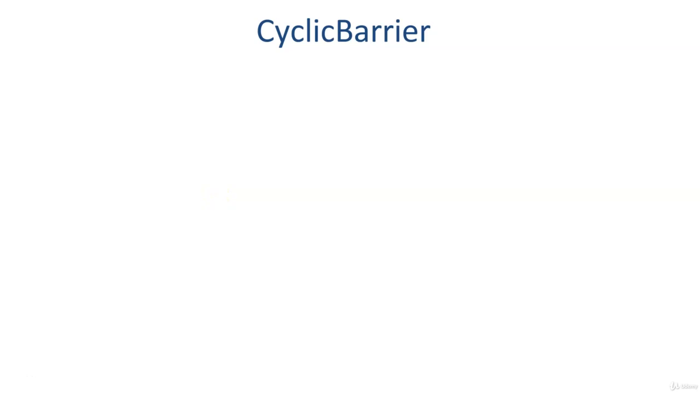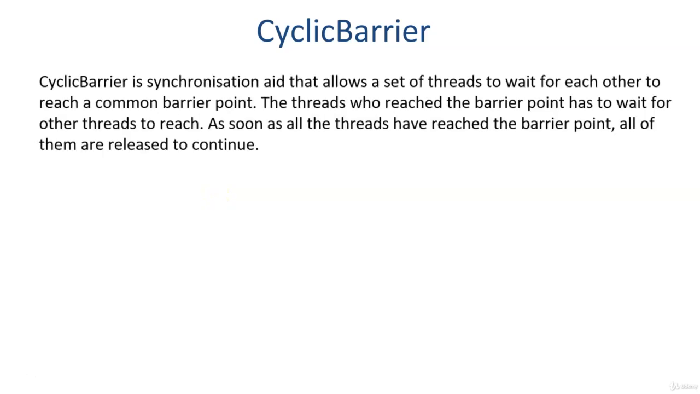In this video, we'll look at Java cyclic barrier. Cyclic barrier is a synchronization aid that allows a set of threads to wait for each other to reach a common barrier point. The threads who reach the barrier point have to wait for other threads to reach. As soon as the threads have reached the barrier point, all of them are released to continue.